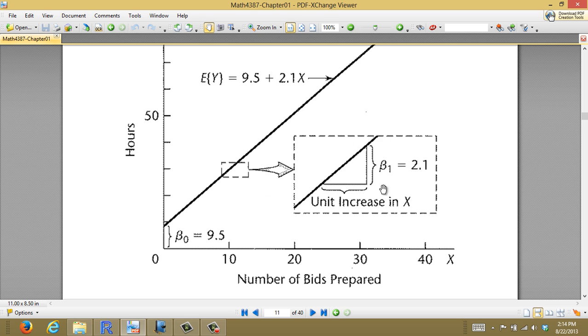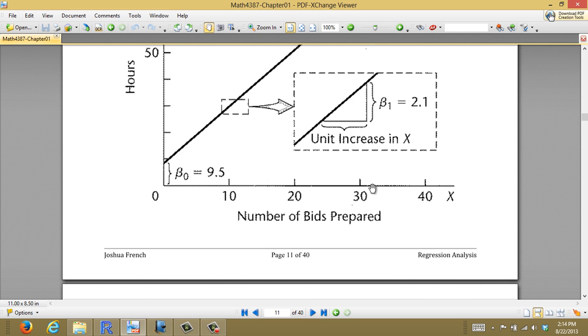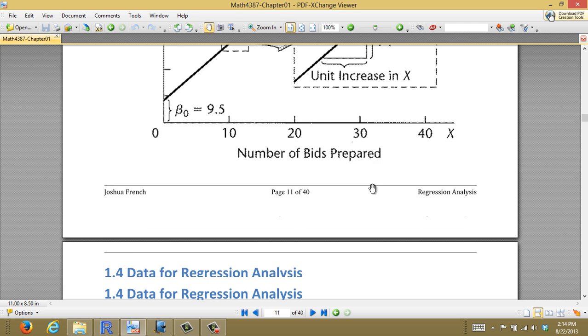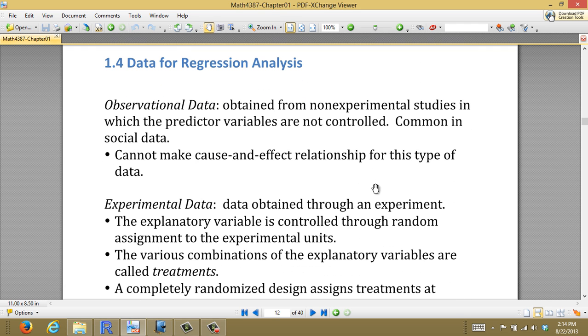When we're looking at beta 1, we're going to zoom in here on this little section. What it's saying is that for each additional unit increase in x, so when we move along the x-axis in the positive direction, the average change in y is going to be 2.1. So y increases by about 2.1 units for each additional unit increase in x. So those are the interpretations of beta naught and beta 1.